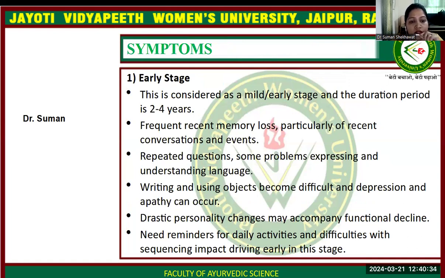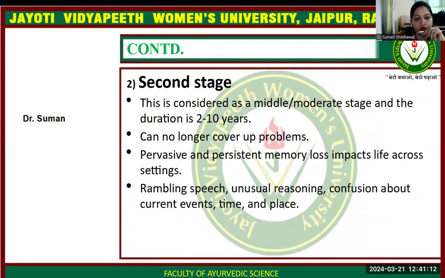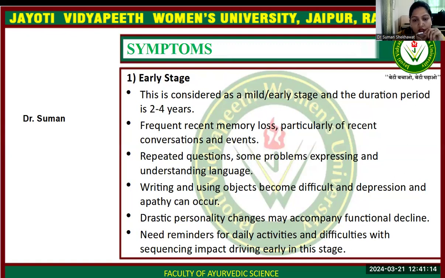Symptoms of the disease: early stage. This is considered a mild or early stage, and the duration is 2 to 4 years. Frequent recent memory loss, particularly of recent conversations and events. Repeated questions, problems expressing and understanding language. Writing and using objects become difficult, and depression and apathy can occur. Drastic personality changes may accompany functional decline, reminders are needed for daily activity, and difficulties with sequencing impact driving early in this stage. This is the early stage.